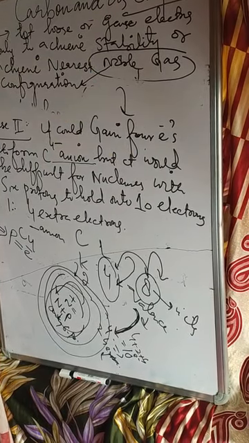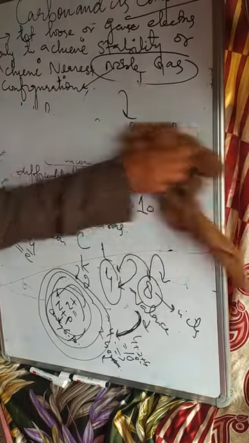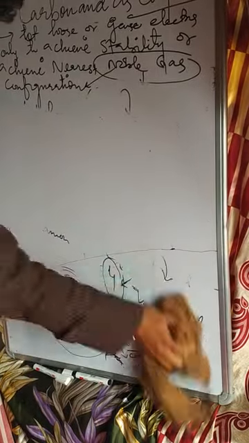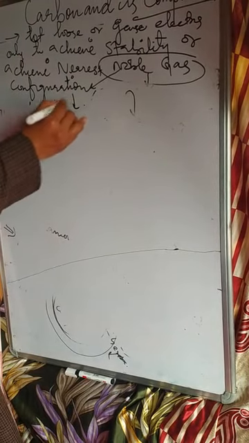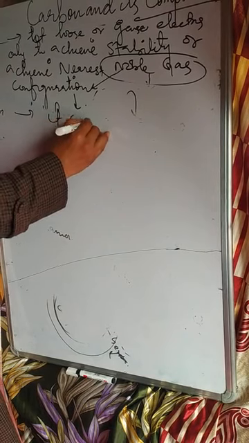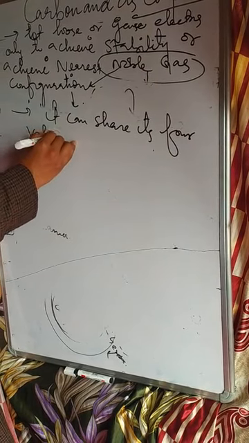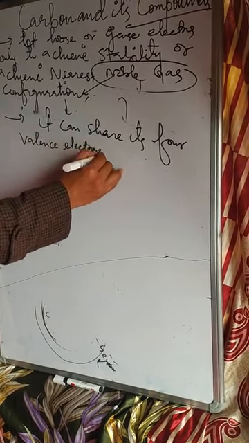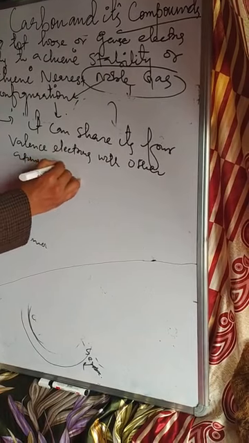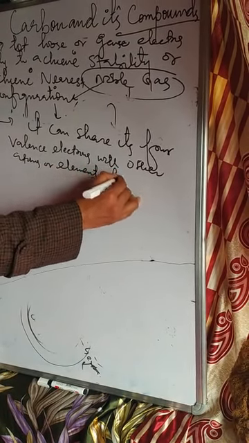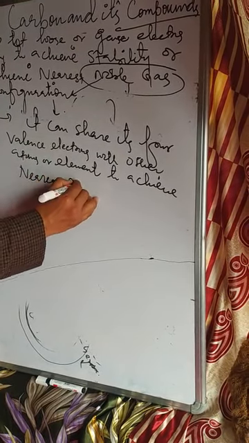Now the third case, as far as this carbon is concerned. The only funda, what carbon can do next is that it can share its 4 valence electrons with other atoms or elements to achieve the nearest noble gas configuration.